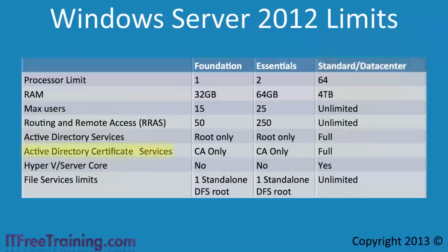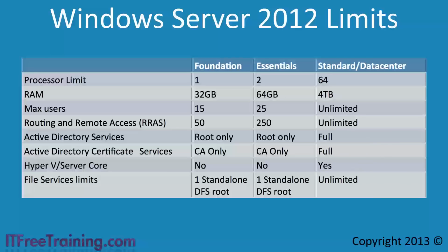The next limitation is with Active Directory certificate services. While the Standard and Datacenter editions support all the components of Active Directory certificate services, Foundation and Essentials only support the main component of certificates, which is the Certificate Authority component. This will allow the server to issue certificates. However, it will not provide additional options like deploying certificates using the web. The next limitation is the Foundation and Essentials editions do not support Hyper-V or Server Core. If you want to use either of these roles, you will need to use the Standard or Datacenter edition.